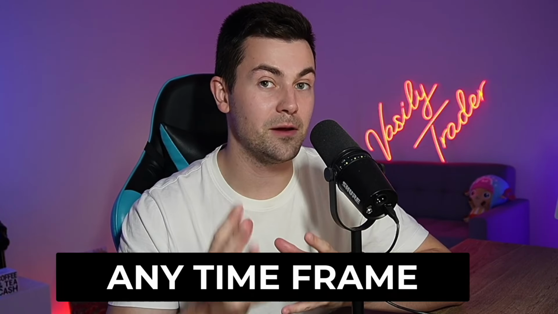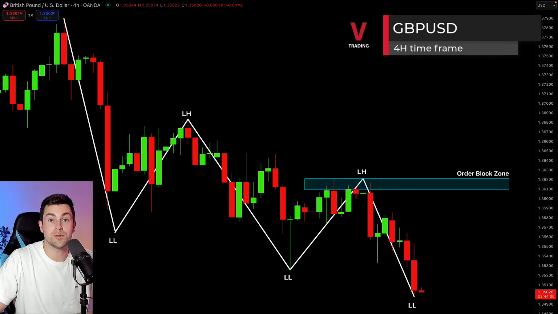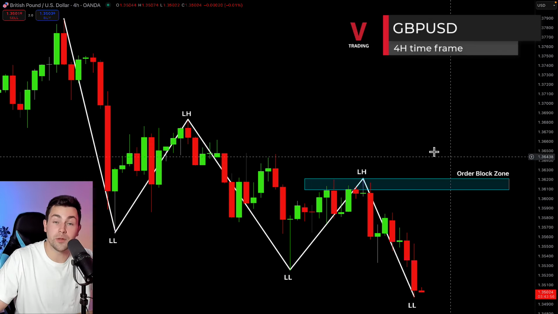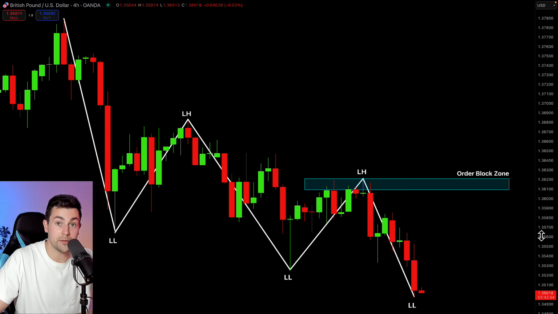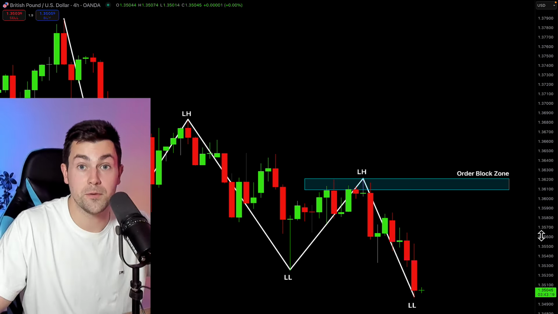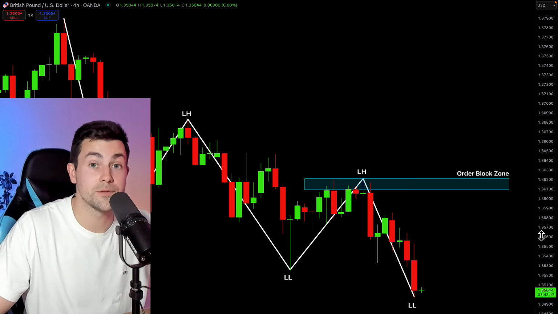Remember that these bullish and bearish models will work on any time frame. However, higher time frame order blocks will always be more significant than lower time frame order blocks. Following the rules that we discussed earlier, we can easily find a bearish order block zone on a pound-dollar pair in a 4-hour time frame. We will draw that zone following exactly the same principles. And of course, you can find such zones on minutes, even seconds time frames.